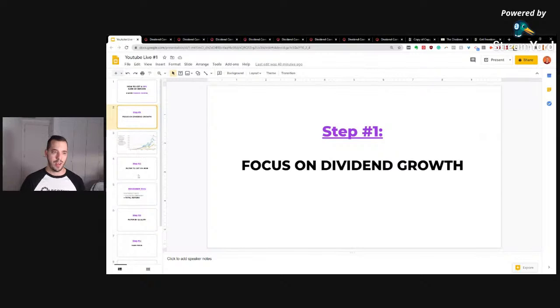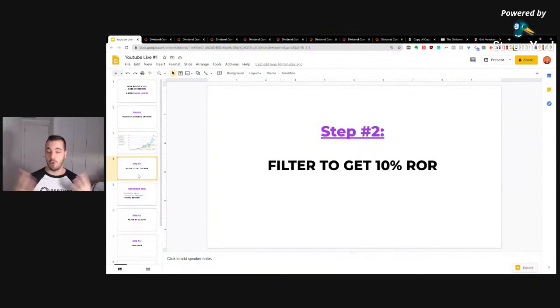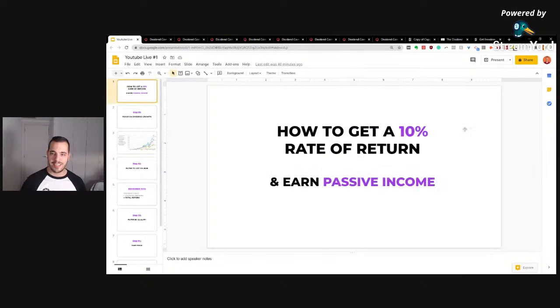Focus on dividend growth. Step number 2 of what I personally do is to filter stocks to get that 10% rate of return. If you don't know what rate of return is, I think that's actually the title of this workshop. It's basically how much your investments grow per year. The really cool thing about 10% is that it's just really good. Now, using a thing called the rule of 72.